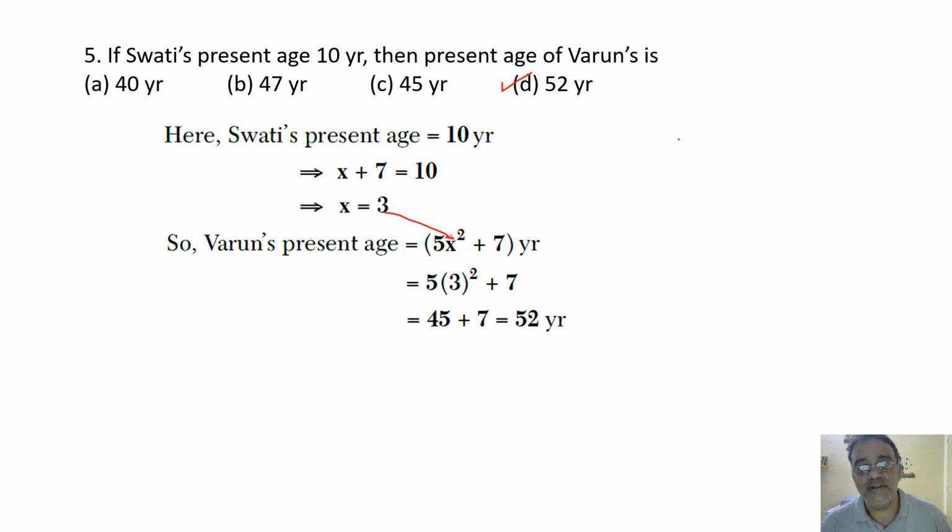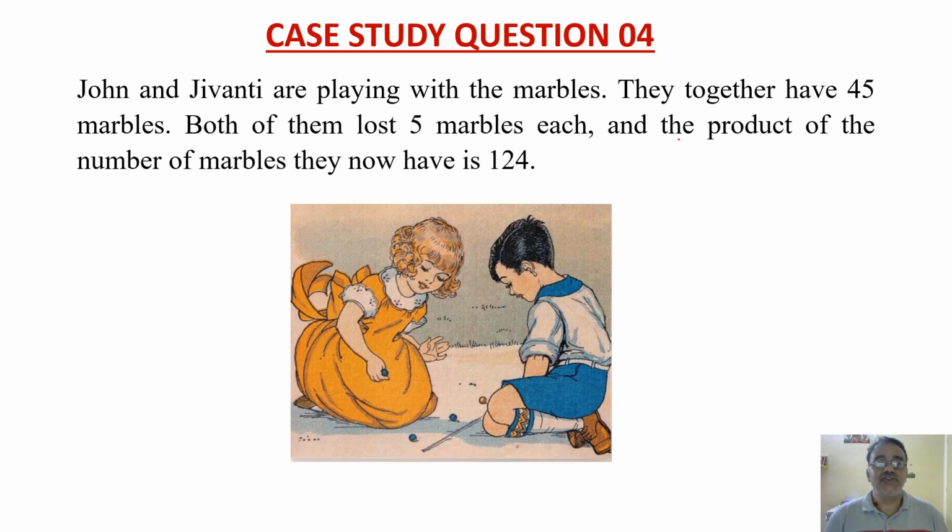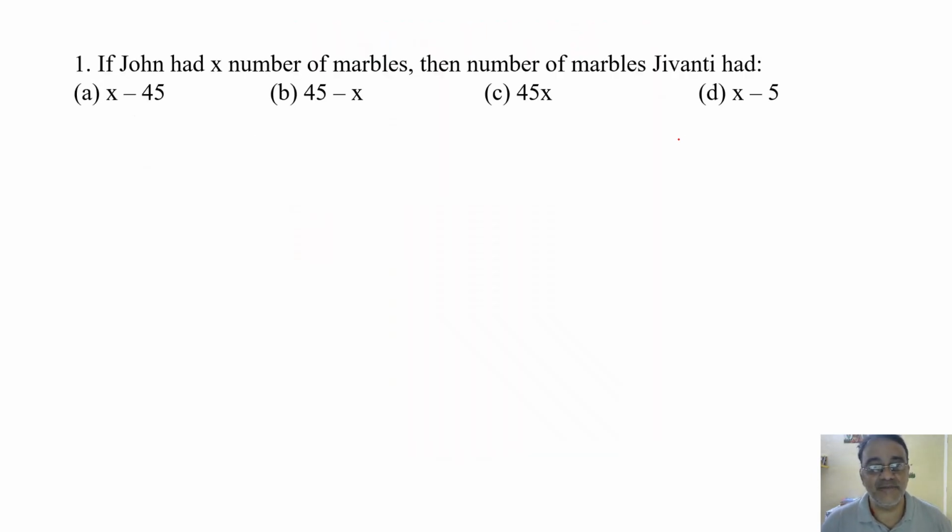Now we are moving toward the fourth case study question. John and Jivanti are playing with the marbles taken from the NCERT book only. They together have 45 marbles. Both of them lost 5 marbles each. And the product of the number of marbles they now have is 124. Right. Now based on this, let us move toward the first question.